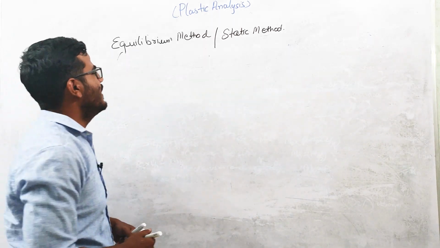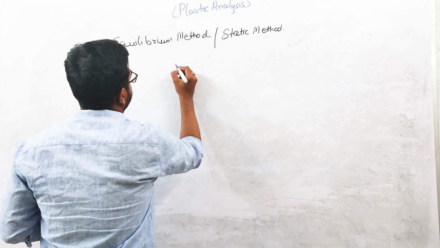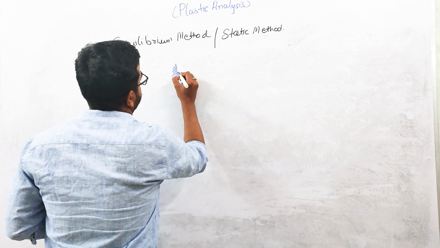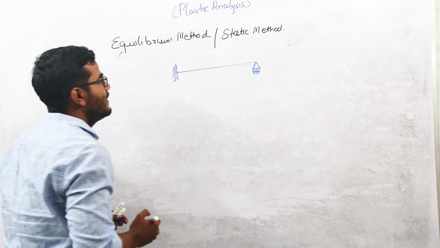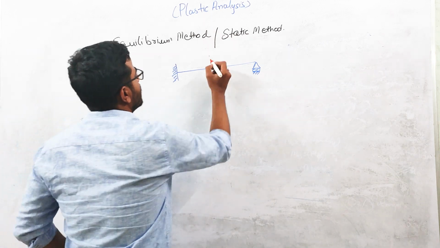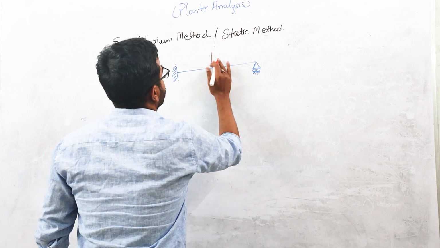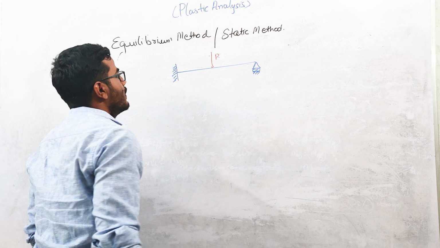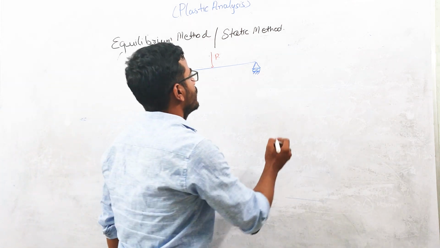So, for indeterminate structures, let us first discuss the simple indeterminate structure, which is a propped cantilever beam. This is propped at this end, and one load P is acting at the center. You need to calculate the collapse load for this structure.